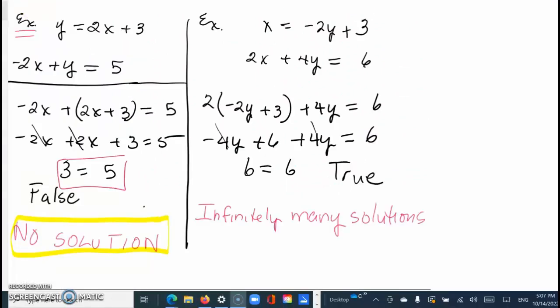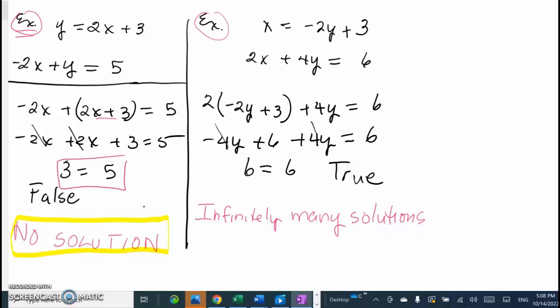Okay, let's take a look at the next two examples. Example on the left here and the example on the right. By substitution, you're going to plug in y equals, the value for y is 2x plus 3. I plugged it into here, and I wound up with, unfortunately, a false statement. When you wind up with a false statement, it means that there is no x and y value that will satisfy both equations. And we say that there is no solution.